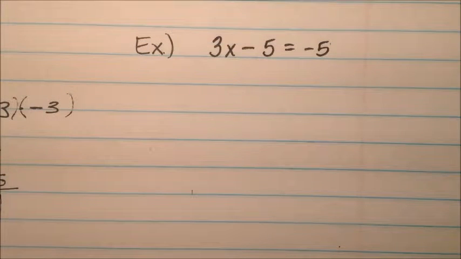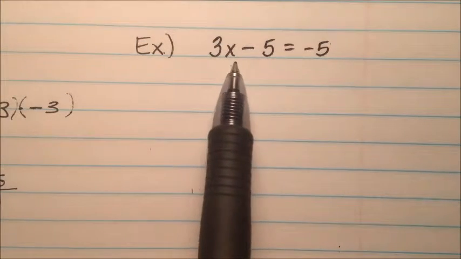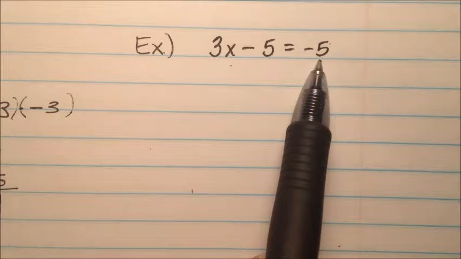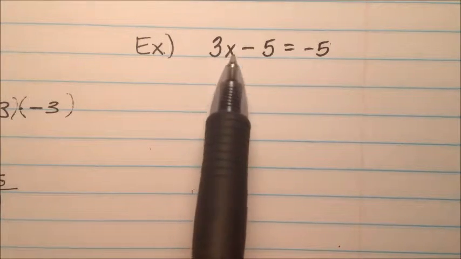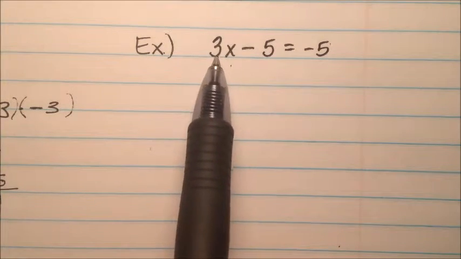In our sixth and final example, I have 3x minus 5 equals a negative 5. And again, I want to get this 3x by itself, so that way I can divide by the 3.